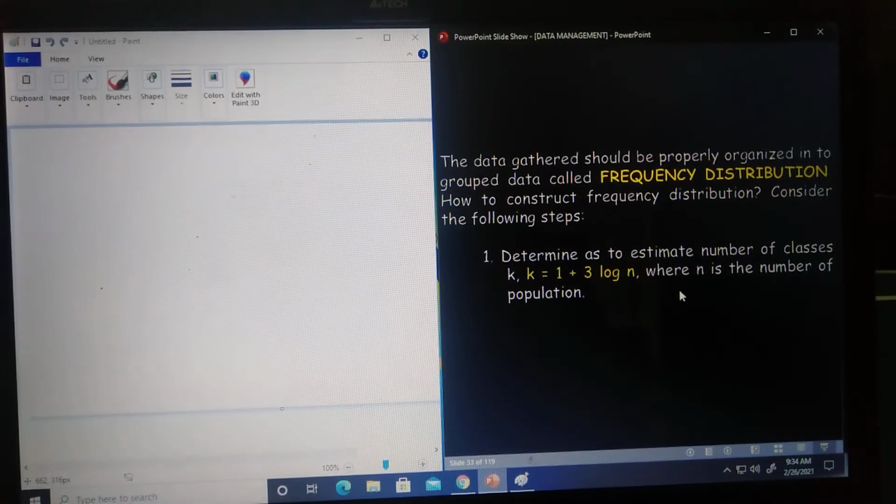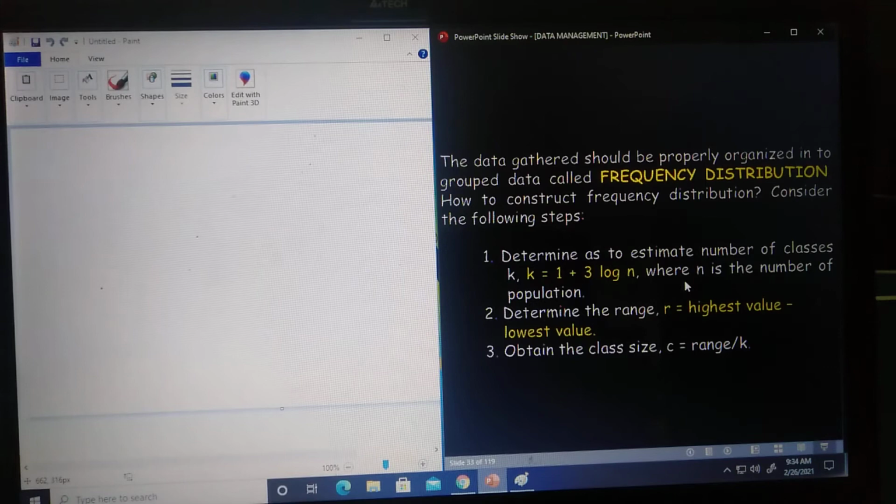So, followed by range. Ang range naman is the highest minus the lowest value. Ang pinakamataas sa data, i-minus mo sa pinakamababa sa data. That is range. And then, pag makuha mo na yung range, i-divide mo siya sa K. And that is the number of the class size. Okay. Huwag kayong magpapalito sa classes at saka class size. Na later on, i-discuss ko naman yan.